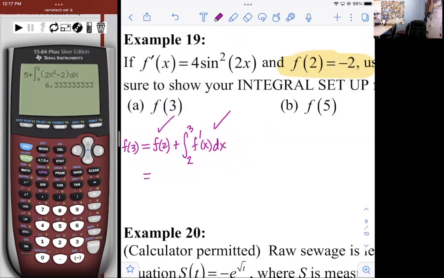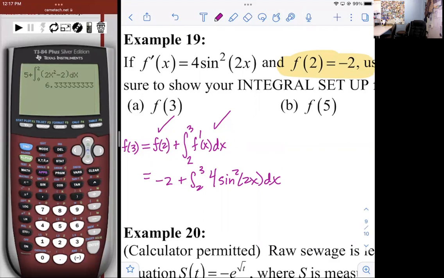What is f of 2? It's -2 plus the integral from 2 to 3. What's f prime of x? Well, it's 4 sine squared of 2x. Either one of those would give you the 2 checks for the setup. The first one, I think, is just a little bit easier.